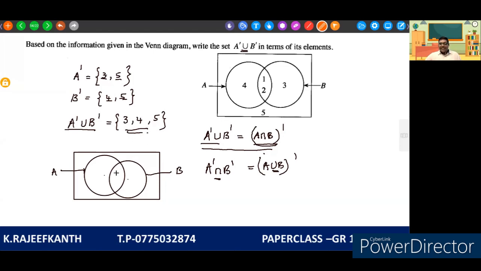So we can't shade that 1 and 2. The other regions we can shade. Only we can't shade that 1 and 2. So we have to shade the other areas. So in this way we can show it in a Venn diagram. Right? Then next one.